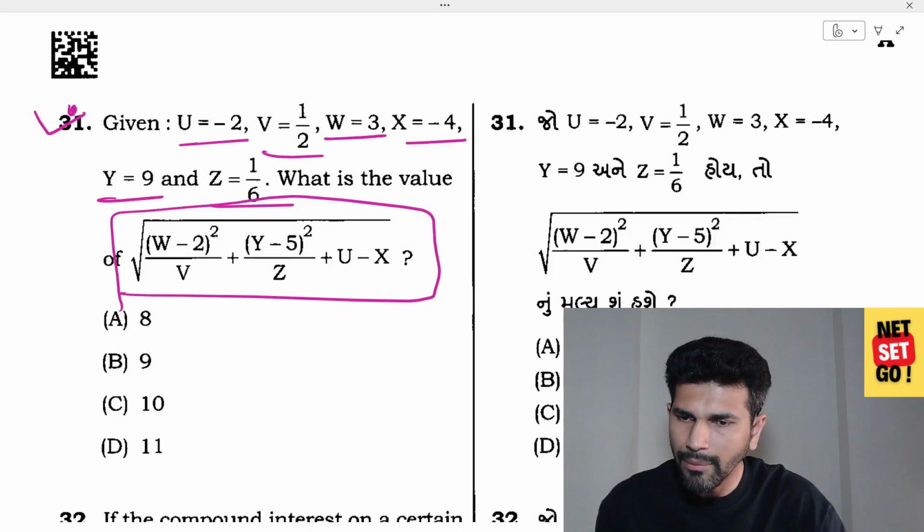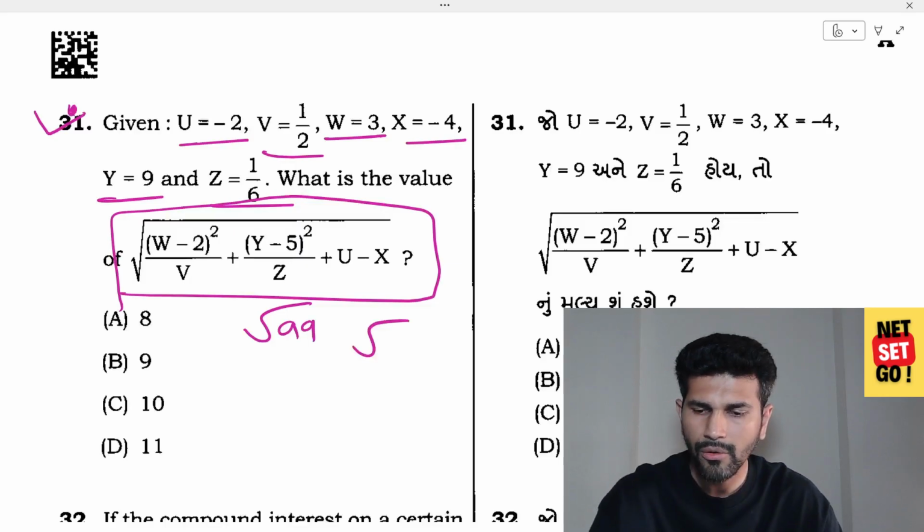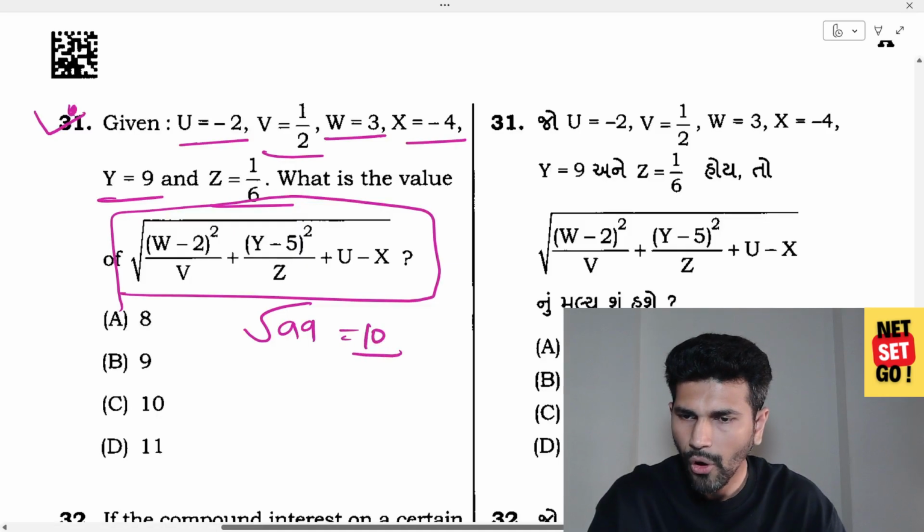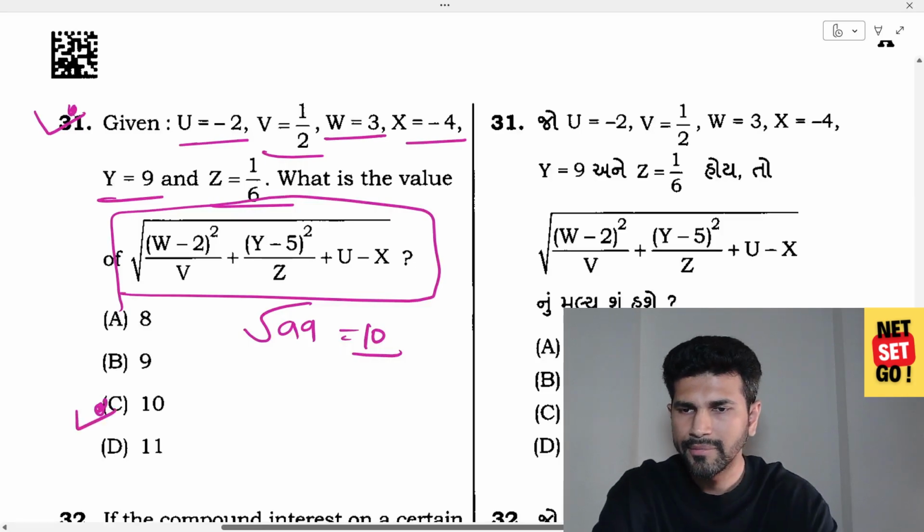So correct answer will be square root of 99, which is around 10. The option C is correct answer.